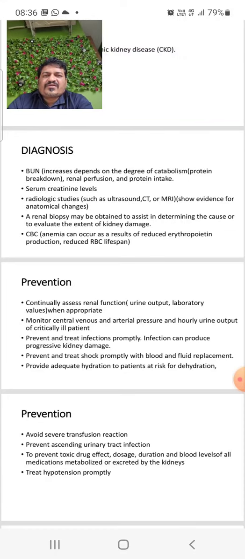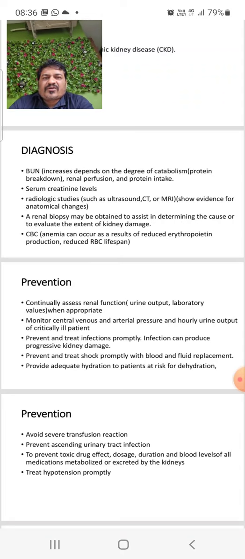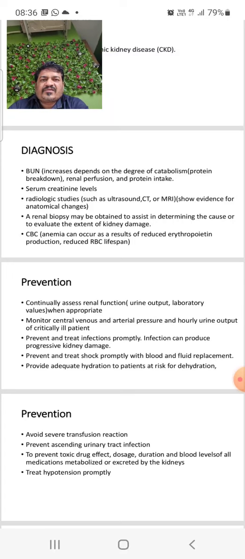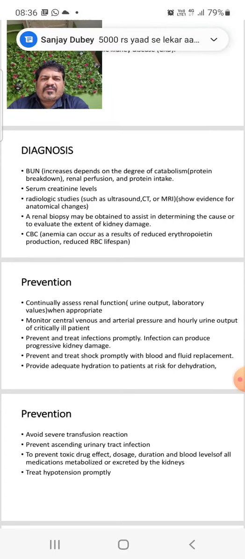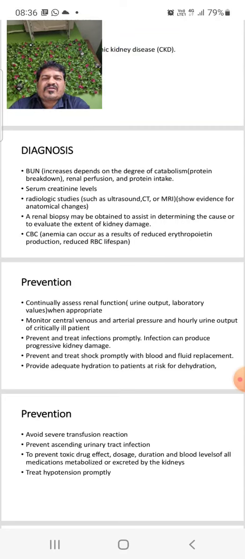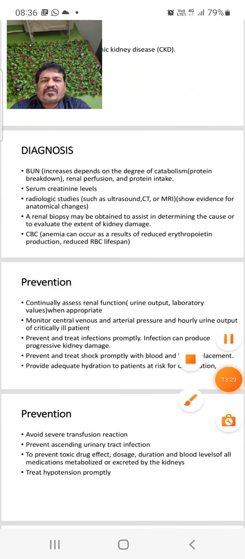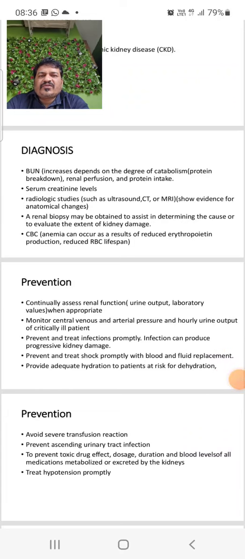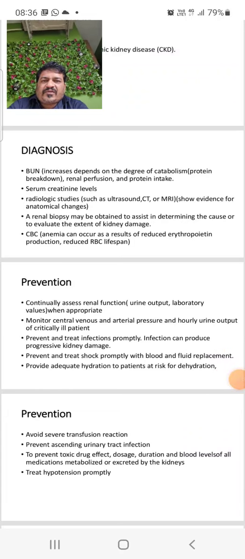Most of the time we see that there is a contracted kidney, or small, contracted kidneys, and the creatinine level is high, then we think about the other parameters as well. We think about chronic kidney disease, which is not reversible. A renal biopsy may be obtained to help determine the cause and to evaluate the extent of kidney injury. In the CBC, anemia can occur as a result of reduced erythropoietin production and reduced lifespan of RBCs.